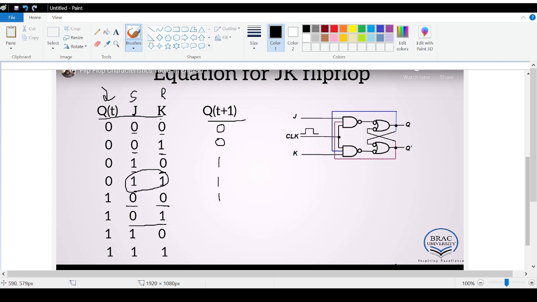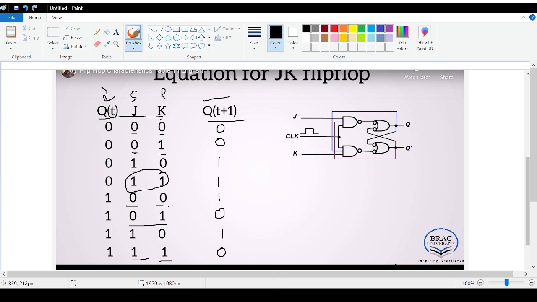How about here? 0. Reset, right? It will become 0. Then here, 1, because I'm setting the value, it becomes 1. And here, 0, right, toggle, right? So previously 1 was stored, it will become 0. So I've toggled. Okay, so this is my next state that depends on my current value and the value of JK.